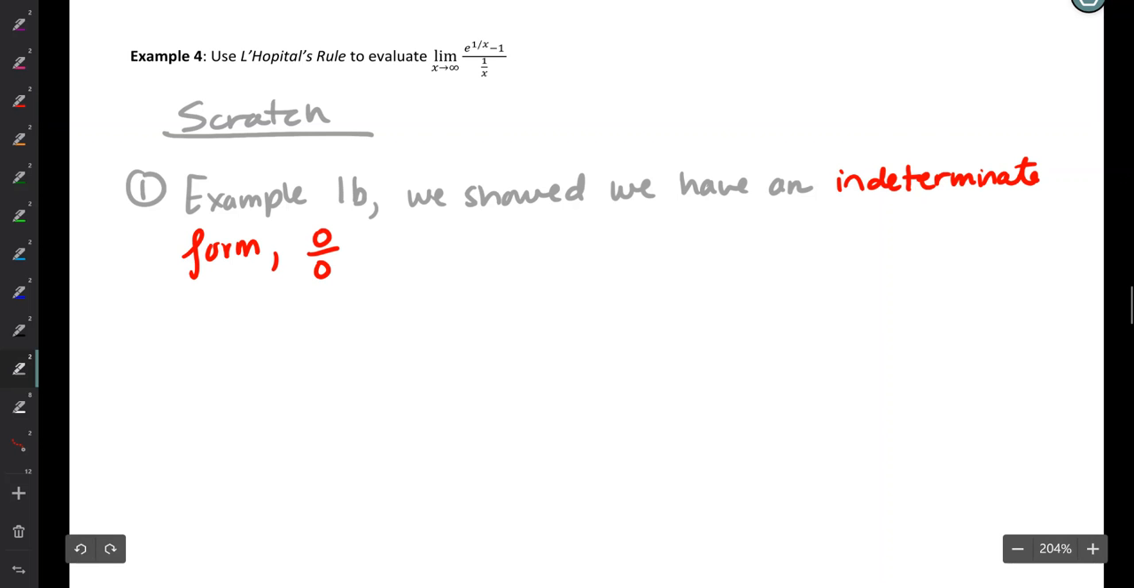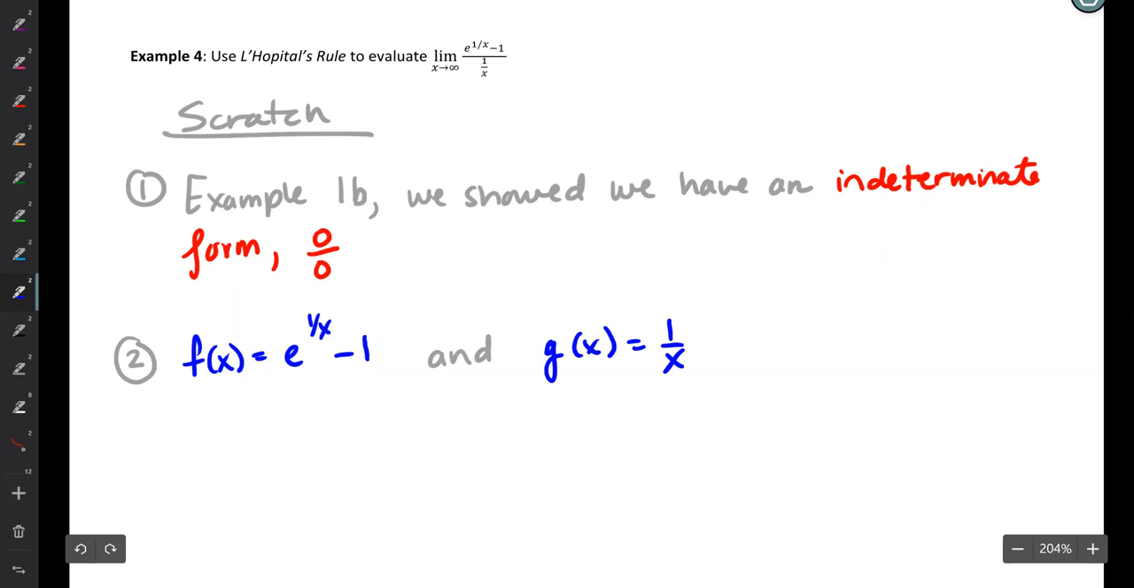Okay. Now we need to say that we can take the derivative of the numerator and the derivative of the denominator, that those are both differentiable functions. So my numerator function is e to the 1 over x minus 1, and the denominator function is 1 over x. These guys are both differentiable.